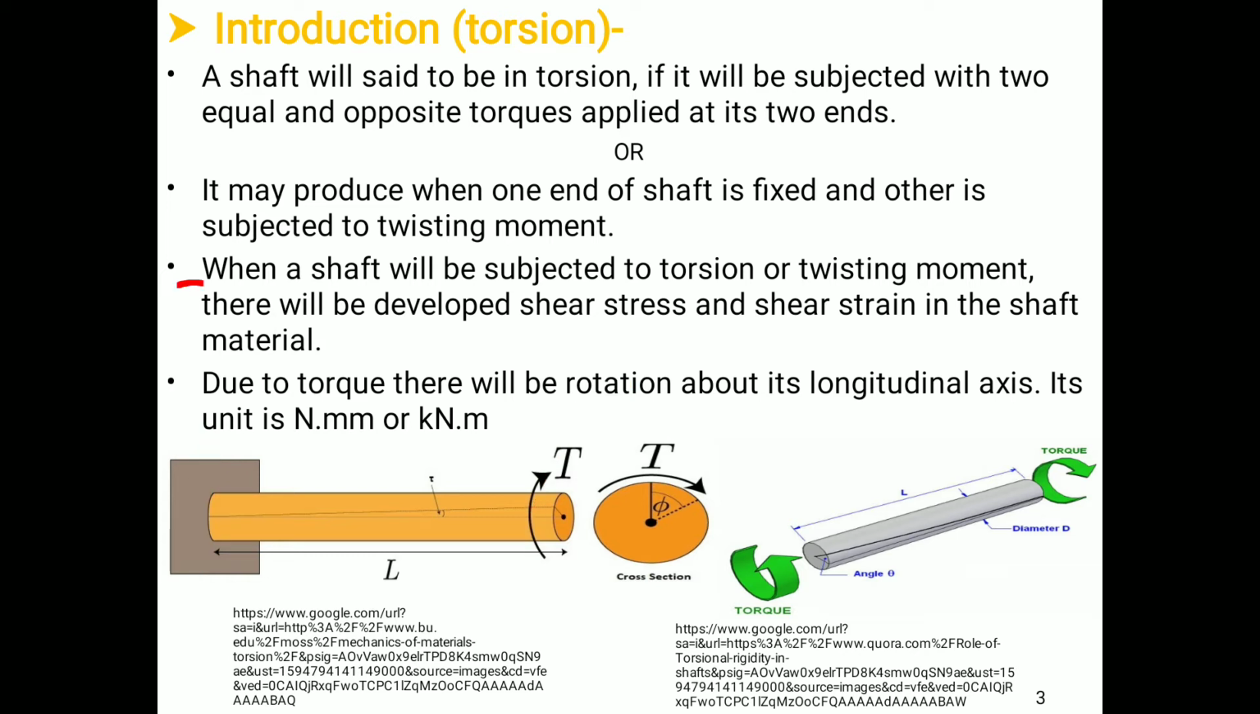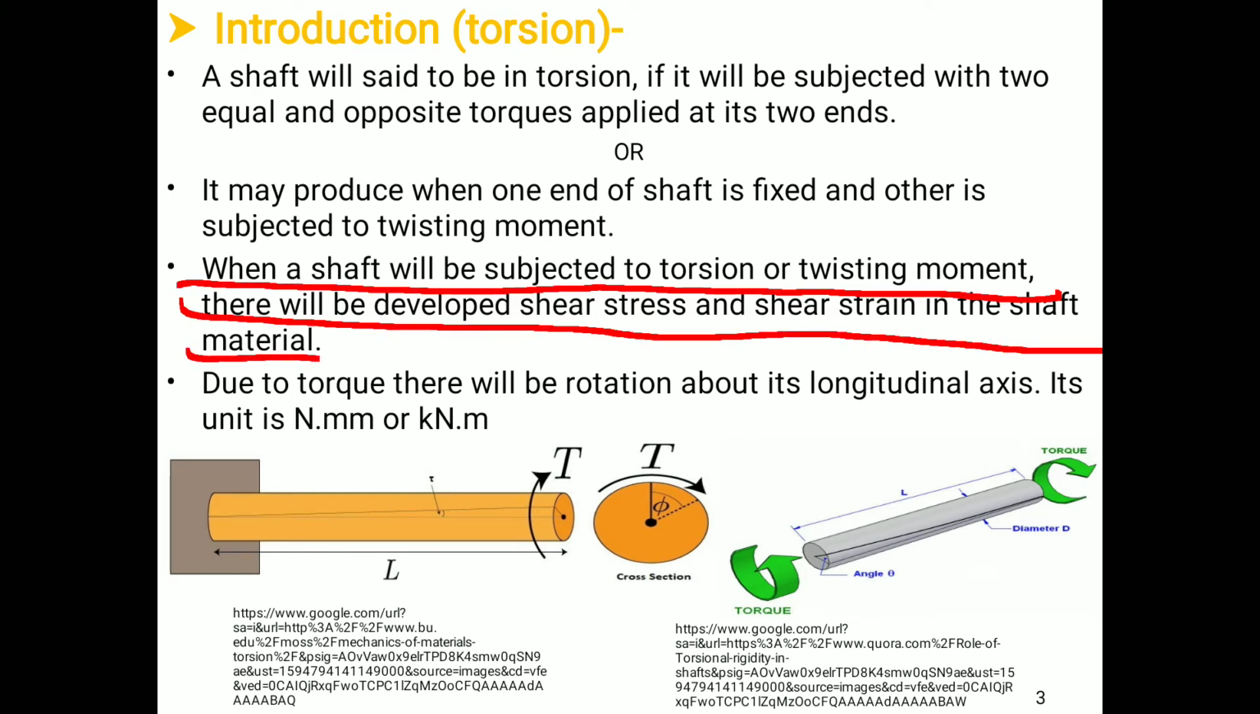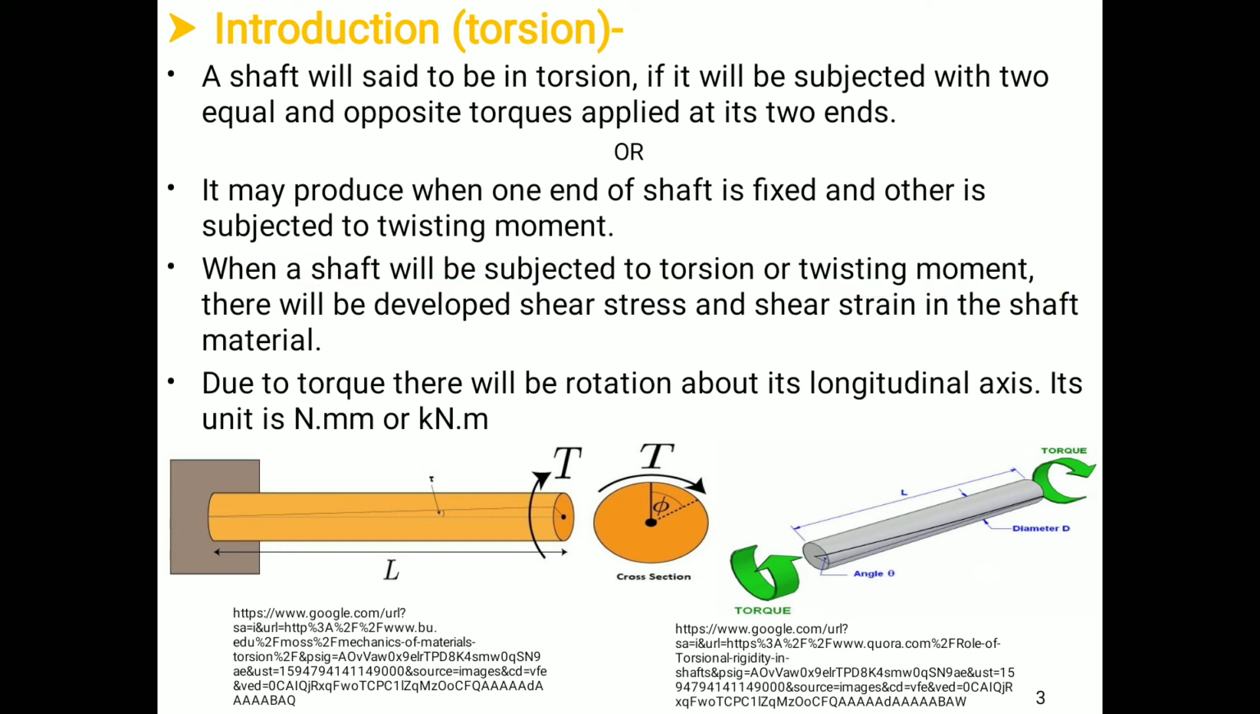Next point, when a shaft is subjected to torsion or twisting moment, shear stresses and shear strain are developed in the shaft material. As discussed earlier, it is subjected to shear stresses and shear strain in each and every cross section. Due to the torque, there will be rotation about its longitudinal axis. When we apply a torque or twisting moment onto the shaft, the rotation always takes place about its longitudinal axis. So the rotation is about the longitudinal axis.